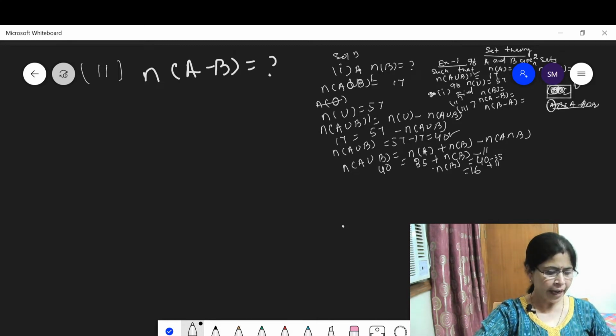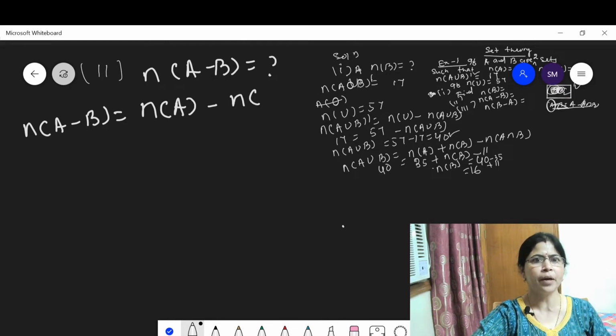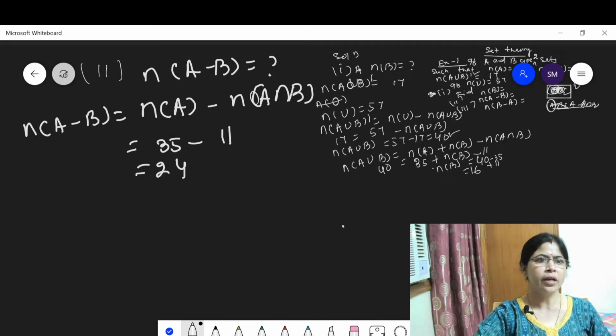According to the theory, n(A minus B) is equal to the number of elements present in A minus the number of elements present in A intersection B. Here the number of elements present in A is given as 35, minus A intersection B, which is 11. Then n(A minus B) is 24.